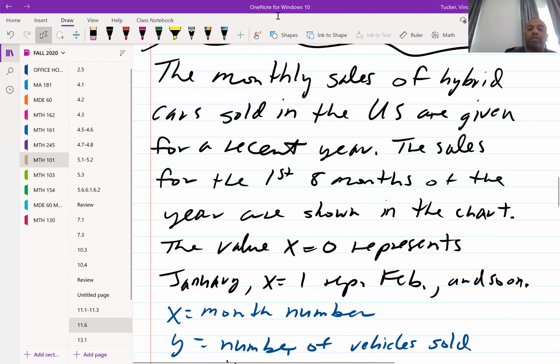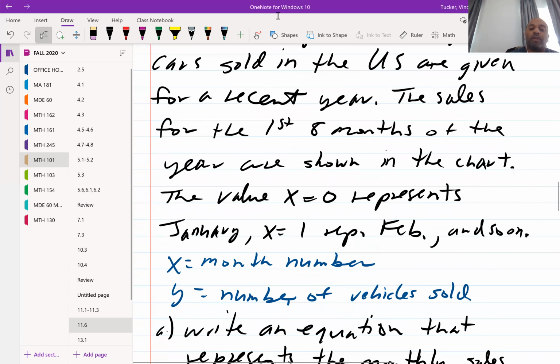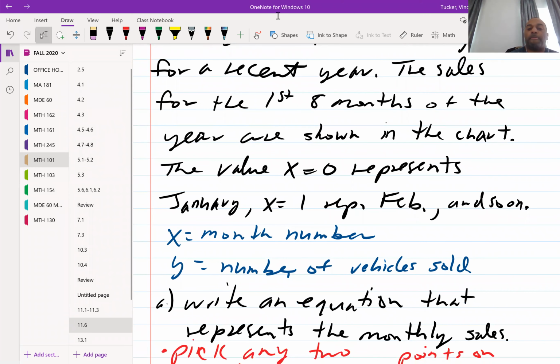All right, so x represents the month number. Once again, don't forget January is 0. Y represents the number of vehicles sold. So remember the monthly sales of hybrid cars. So we're going to write an equation that represents the monthly sales.